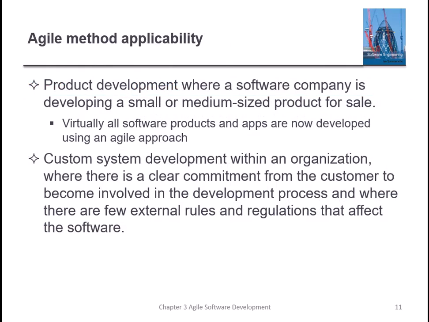Agile method applicability. Product development, where the software company is developing a small or medium size product for sale. This means the better option is to use it for small to medium size products, where the requirement size is not too much. We can say the requirement size is not huge.